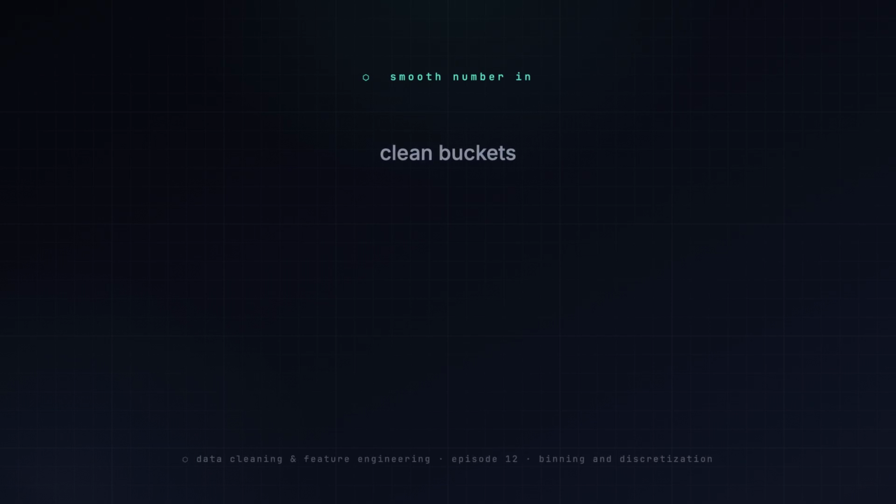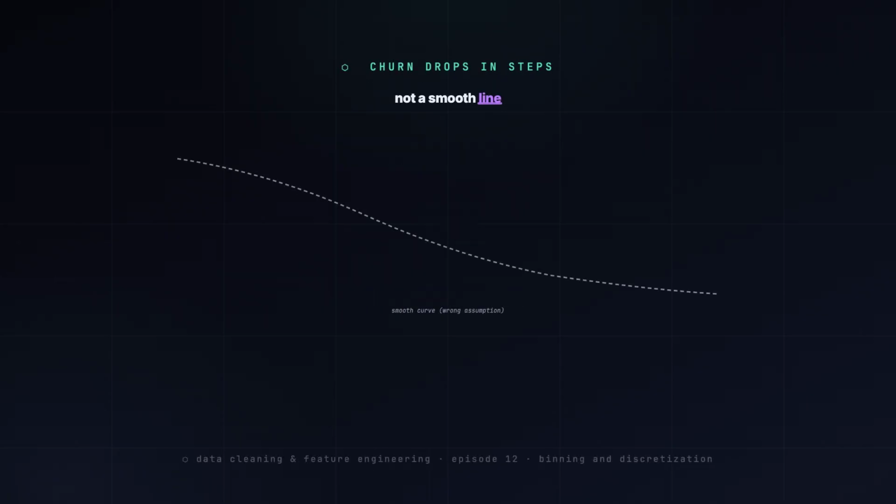Last time we built ratios between numbers. Now we do the opposite move. Take one smooth number, tenure, and chop it into buckets. Why throw away precision on purpose?